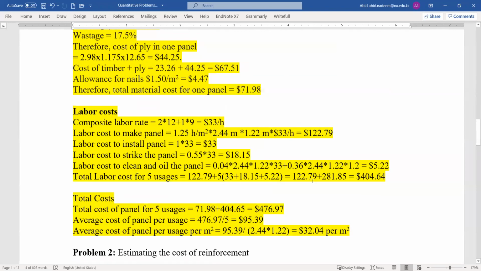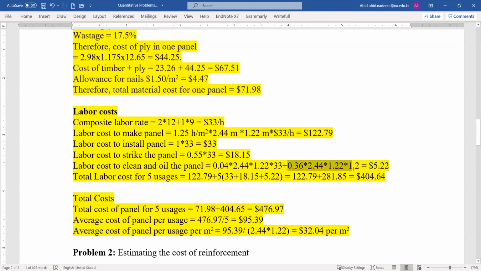So here we can see that 0.36 liters are needed for 1 square meter. So multiplied by the number of square meters, this means this much oil is needed. Then we multiply it by its rate per liter, so multiplied by 1.2, it will be $5.22.